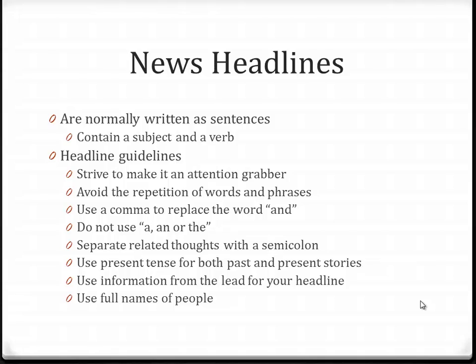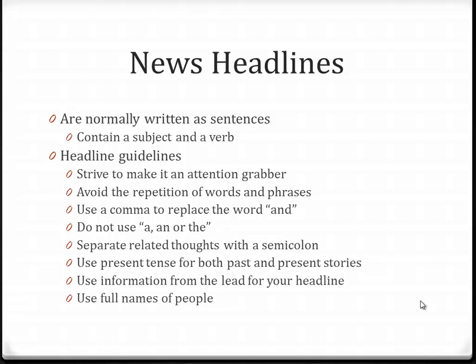Some guidelines for writing news headlines. Well, strive to make it an attention grabber. You want people to read your story. Most people, when they're reading the newspaper, scan the headlines. They see a headline that catches their attention, they read the article. If they don't, they move on to something else. So you want a headline that's going to grab your reader's attention.